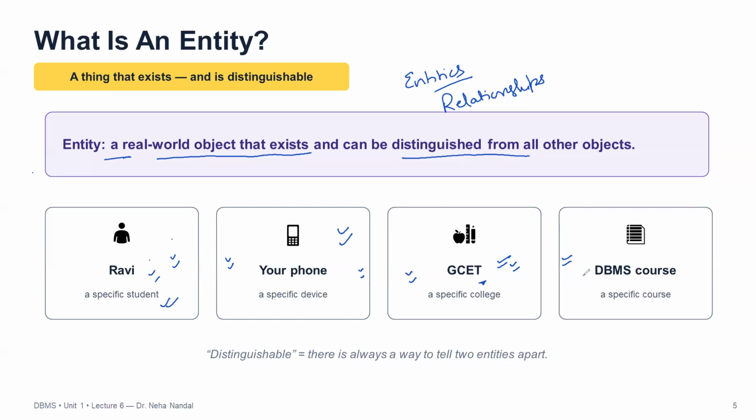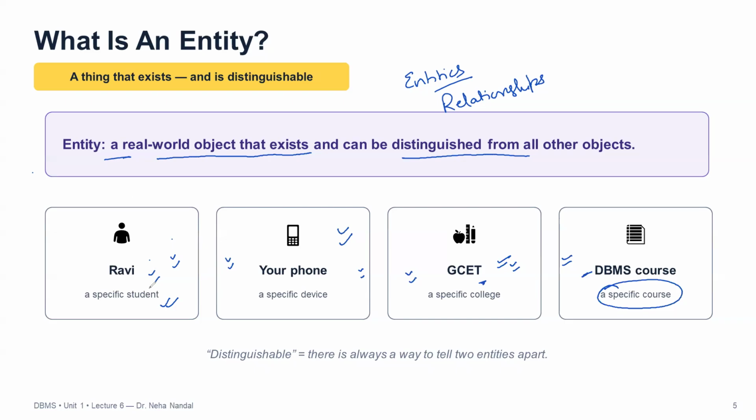A course, any course, for example the DBMS course, a specific course can also be one entity. You are also an entity as a person. A person has its own attributes, own features. We also have a physical, real world existence, and we are distinguishable from all other living beings. So a human being is one entity. You can consider an animal also, it is one entity.